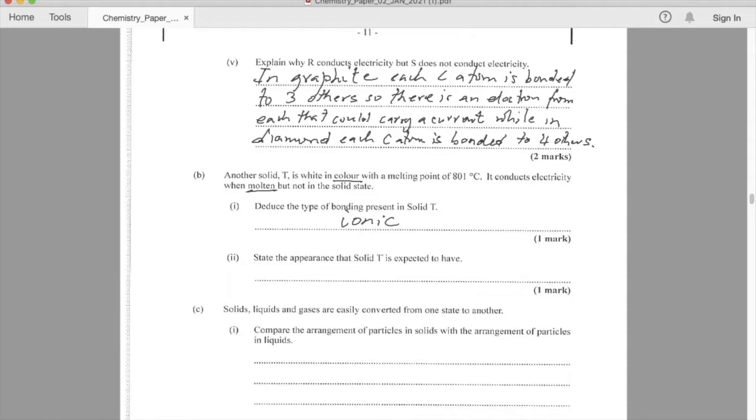I don't know which text you're using, but they have a nice table, I think, in the concise that gives a comparison between the structure of sodium chloride, diamond, and graphite.